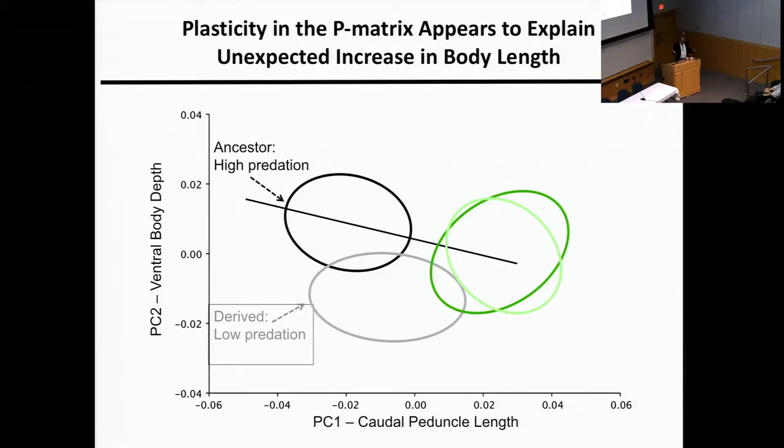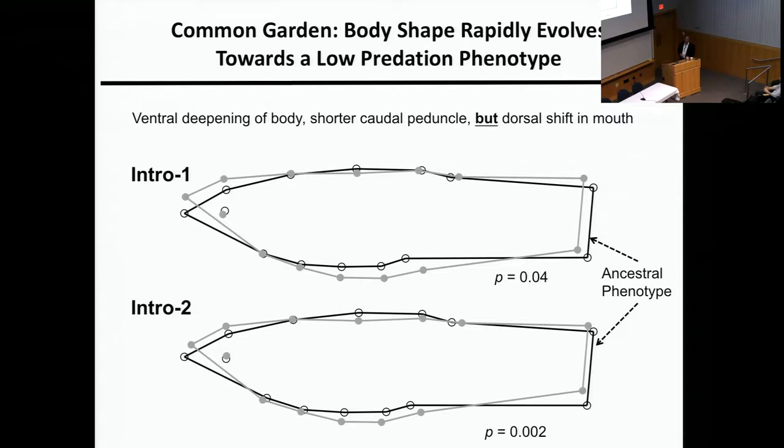to change this sort of matrix. And so we brought them into the lab. We conducted a common garden experiment. And again, we find some results that we expect and some things that we didn't expect.